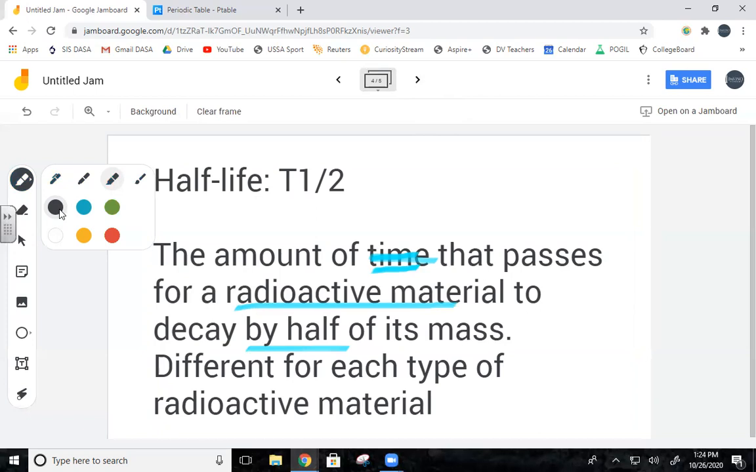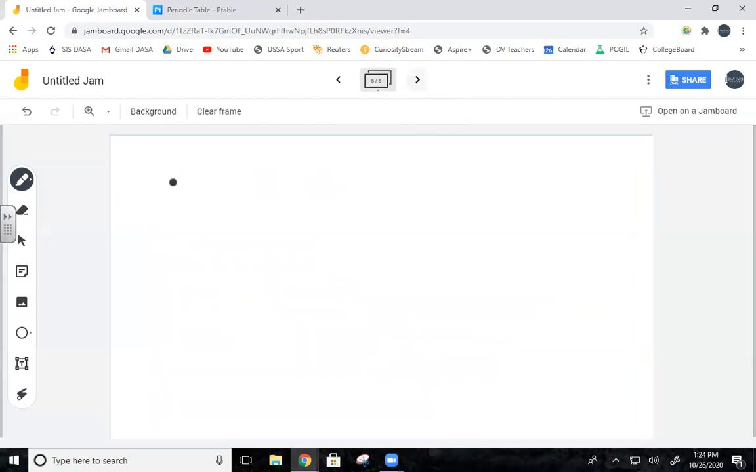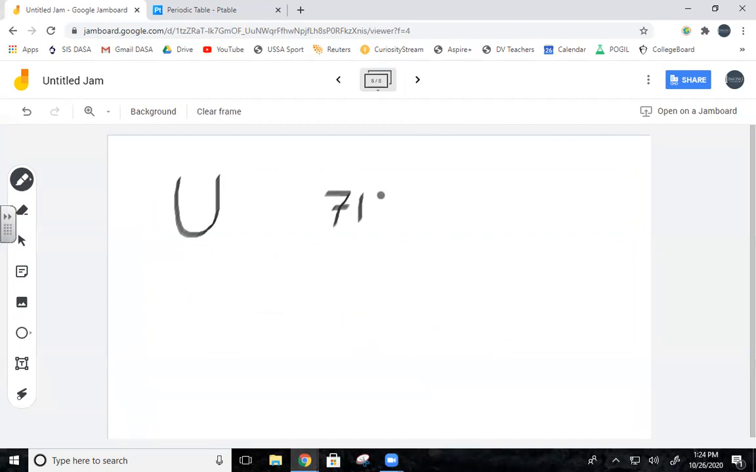So for instance, if we look at uranium, which is what we're talking about, the half-life of uranium is 713 million years, which I'm abbreviating as just MY. 713 million years is the half-life of uranium. So T 1/2 of uranium is 713 million years.